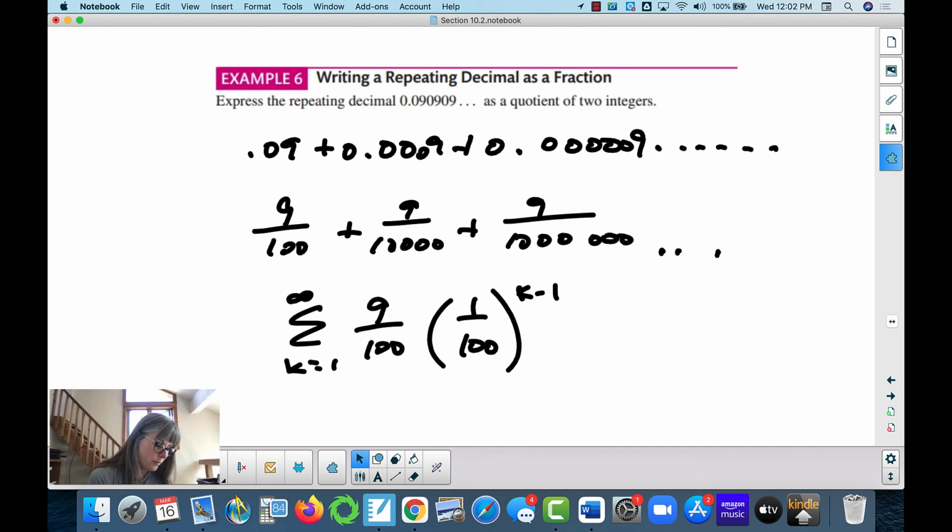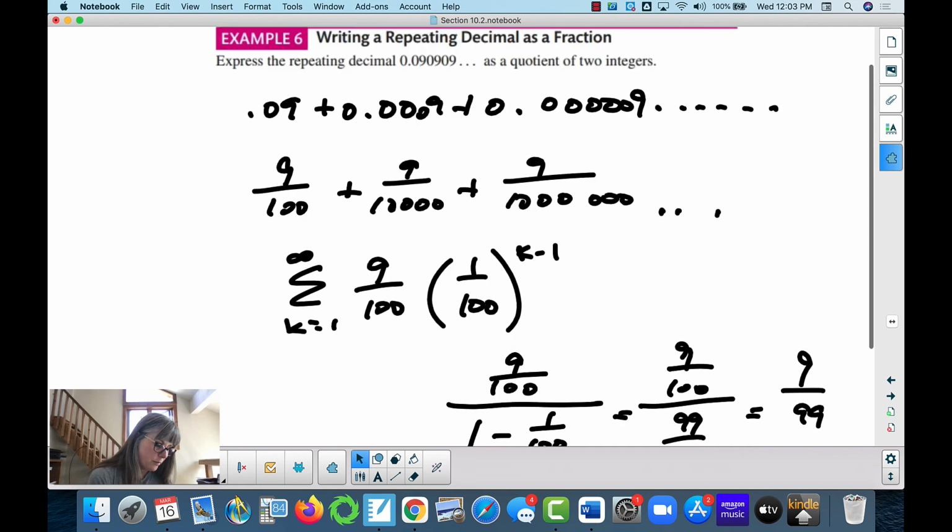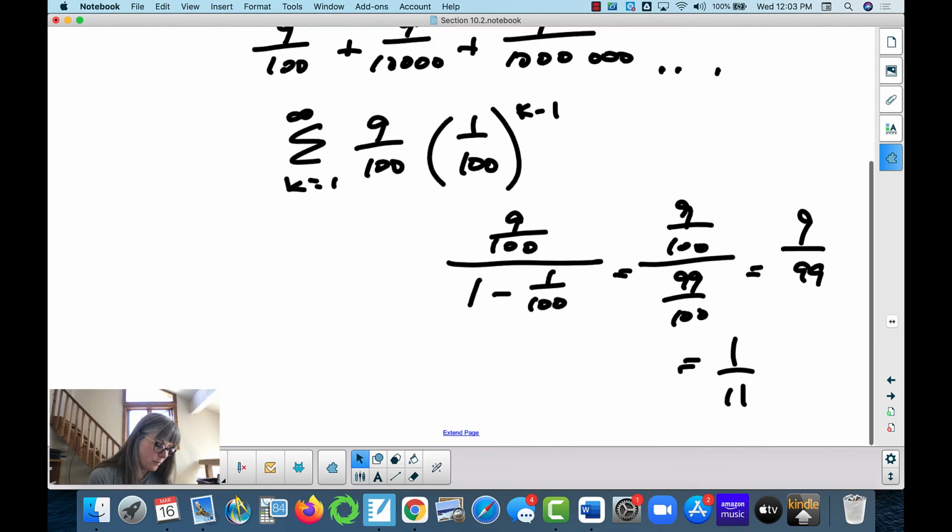Once we have that, then we take that first term and put it over 1 minus r. And so that's 99 over 100 here. So we get 9 over 99, which is 1 over 11. So 1 over 11 is going to be our repeating decimal, the fraction that gives us that repeating decimal.